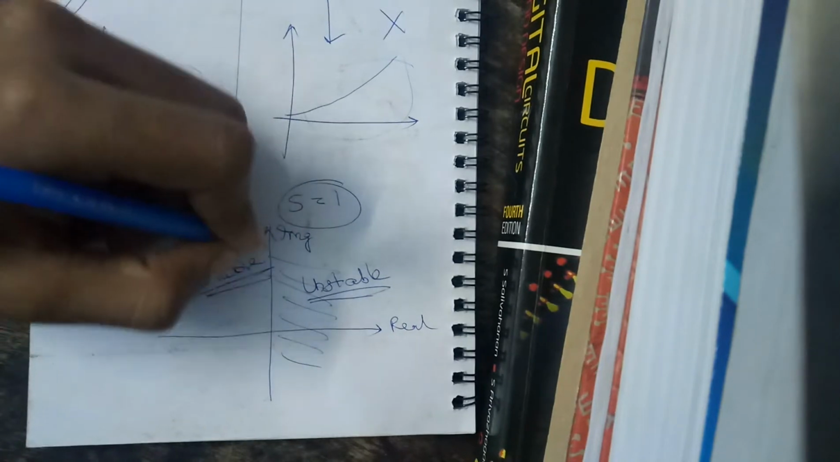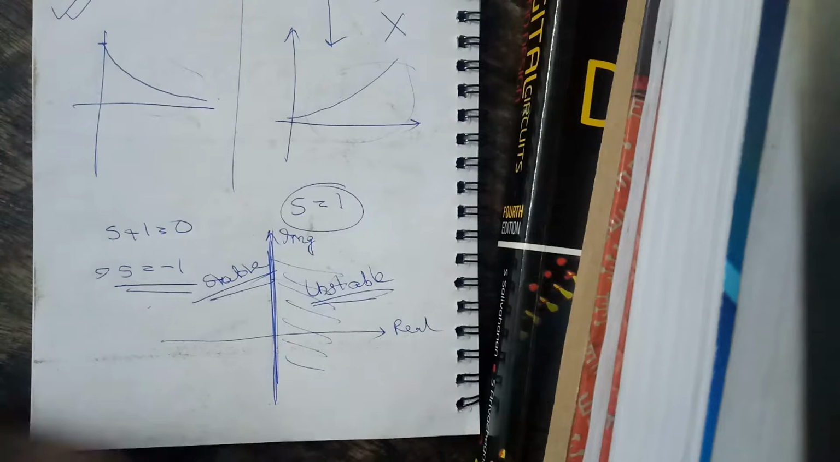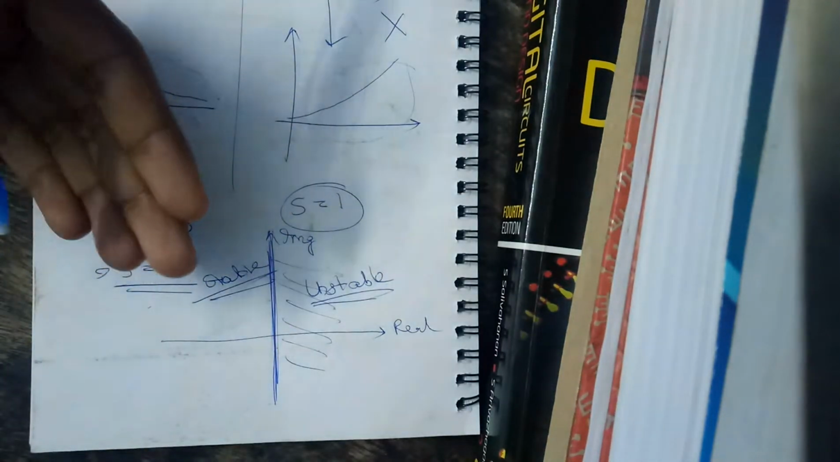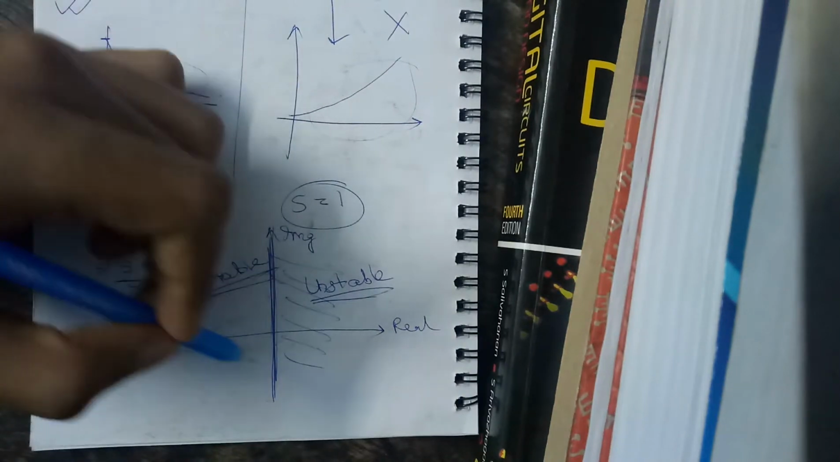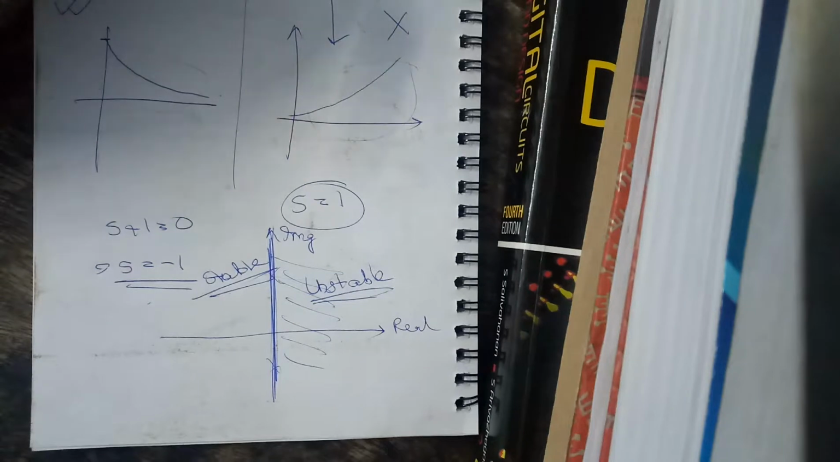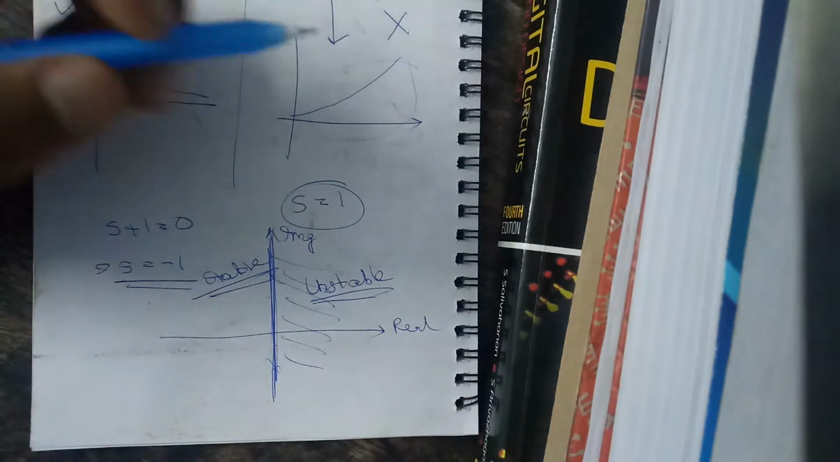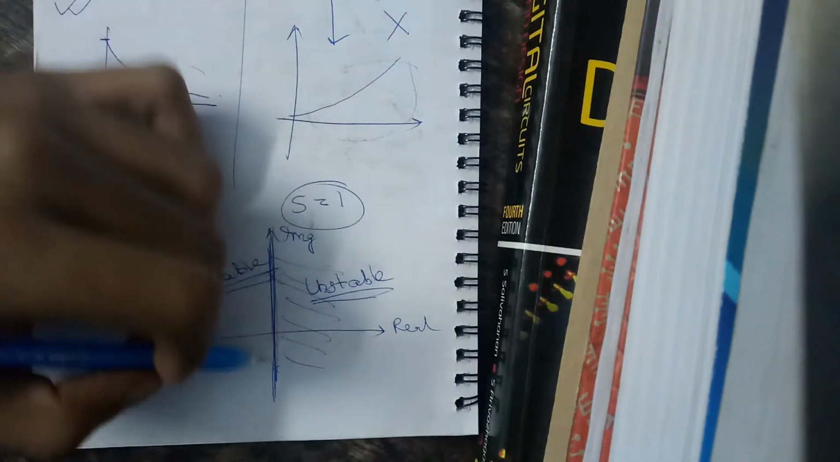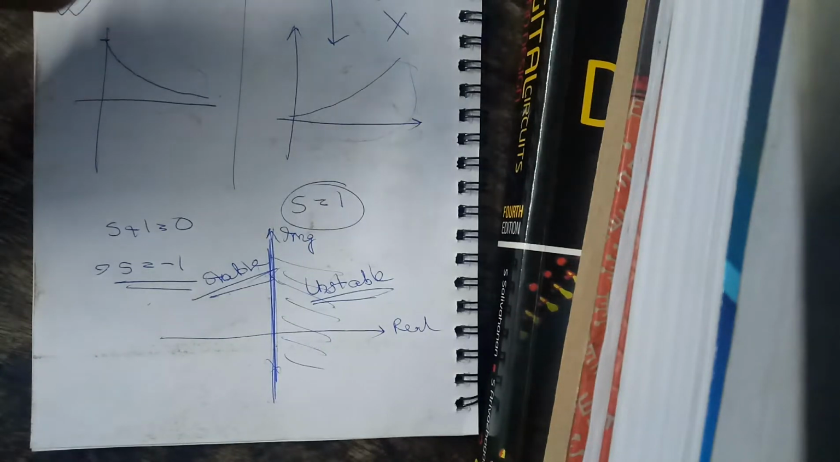So we can say that the imaginary axis is the margin from where we can say whether it is stable or unstable. Now suppose a pole lies on the imaginary axis. Such a situation is called marginally stable. If any pole lies on the imaginary axis, obviously two poles will lie there because they will be complex conjugate poles. Such a system is known as a marginally stable system.